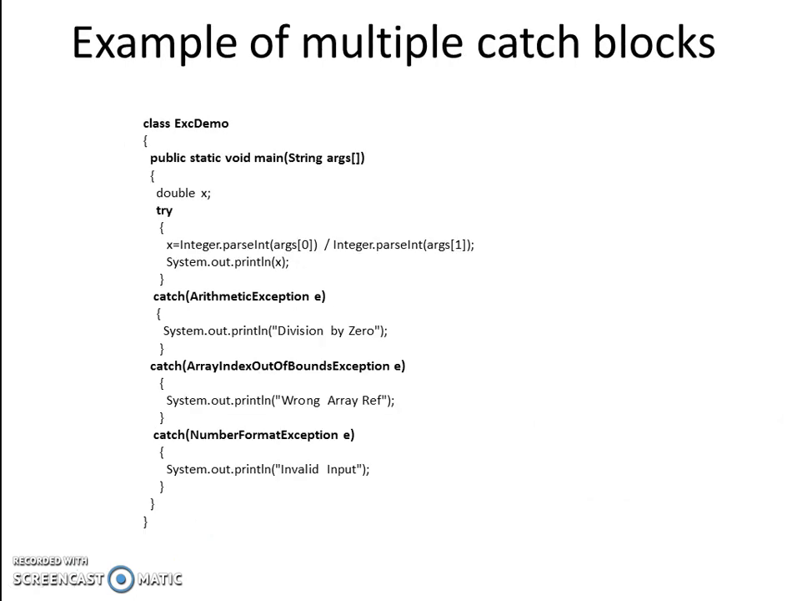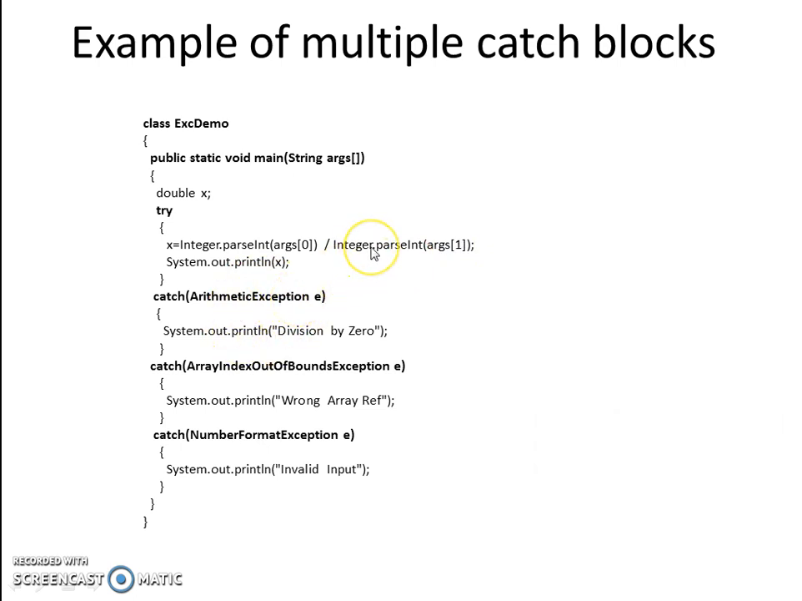Now in this program, we are showing the use of multiple catch blocks to handle an exception. This is a program where we are inputting 2 arguments at the command line from the user. Now 3 types of exceptions may be thrown by this statement. First, if the value of the second argument is entered as 0, then this will result in an arithmetic exception which will be handled by this catch block.